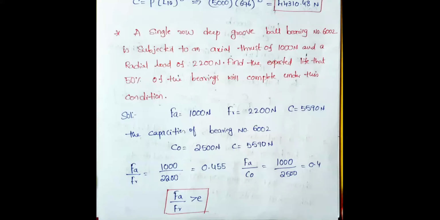First calculate the value of FA by C naught, which is 0.4. Then go back to your data book and verify where 0.4 is and the corresponding value. If you don't have 0.4, I will tell you again how to do it, no problem. First understand the concept, that is very important. Note down the E value corresponding to 0.4.